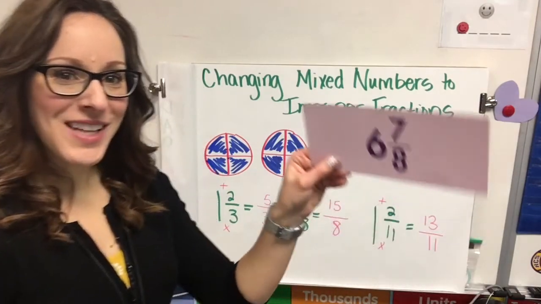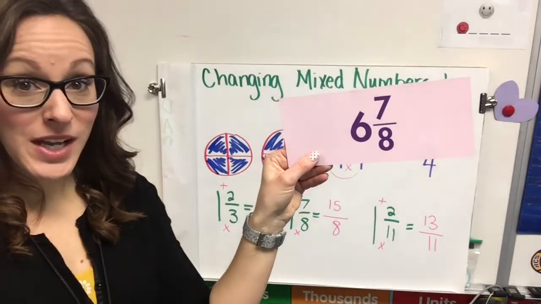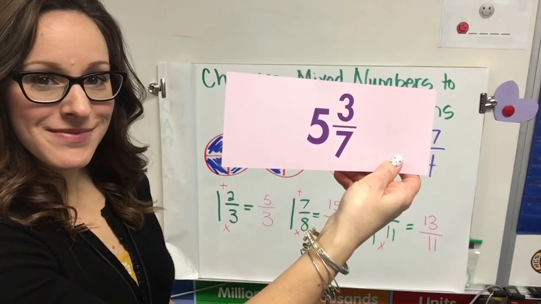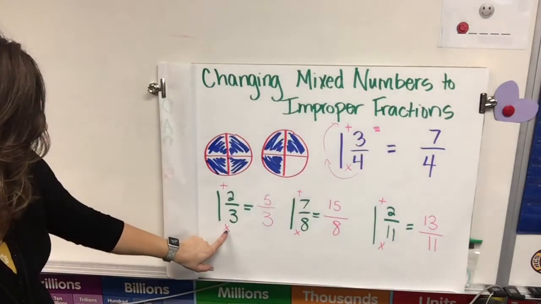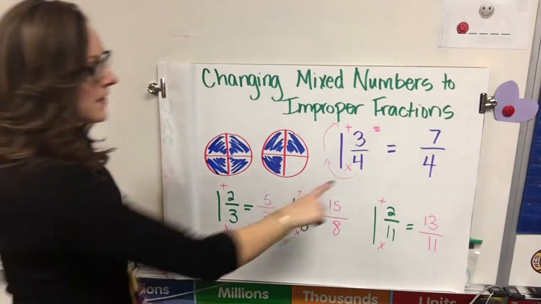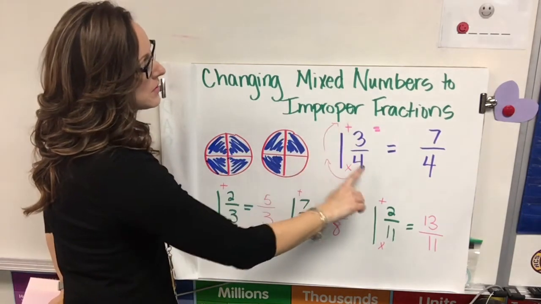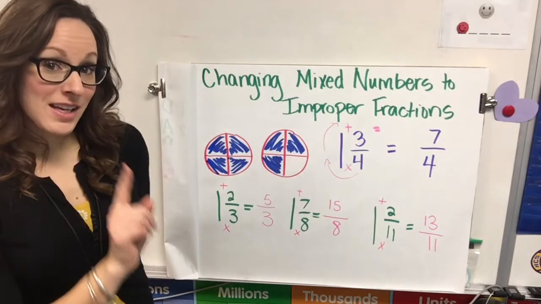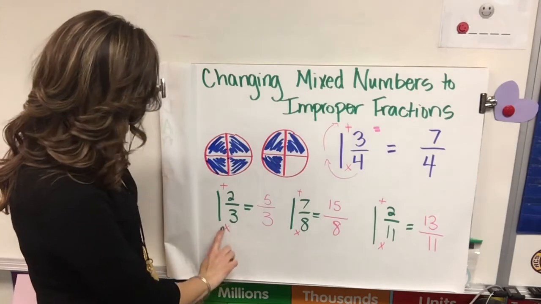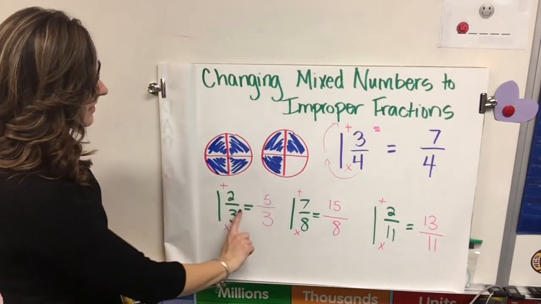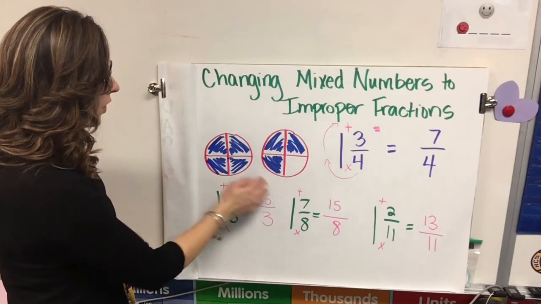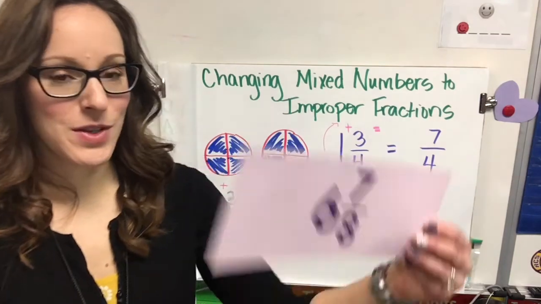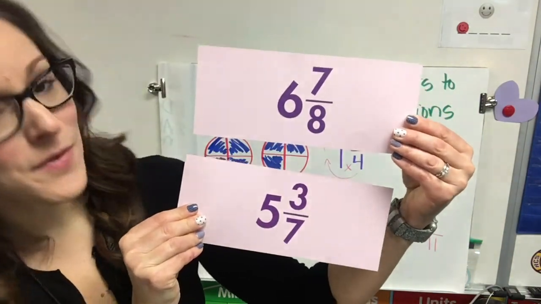For your practice, I would like you to change 6 7/8 to an improper fraction, and 5 3/7. Now I do want you to show me your multiplication and your addition sign. If it helps you to draw these arrows so that you remember that you're working clockwise, that's fine with me, but it's not necessary. It is necessary for you to show your multiplication and your addition signs, as well as an equal sign. So your whole complete work should look like this. Show those to you one more time. 6 7/8 and 5 3/7.